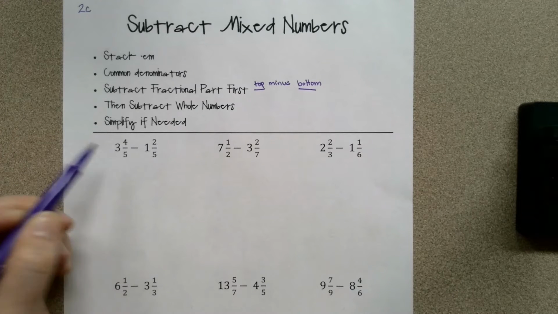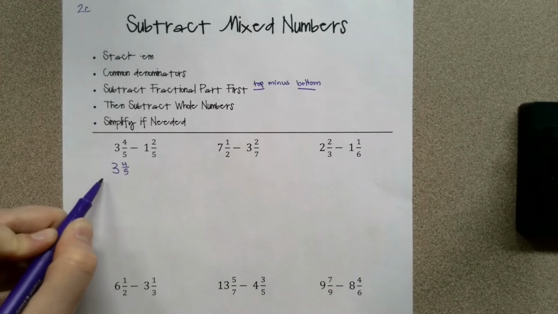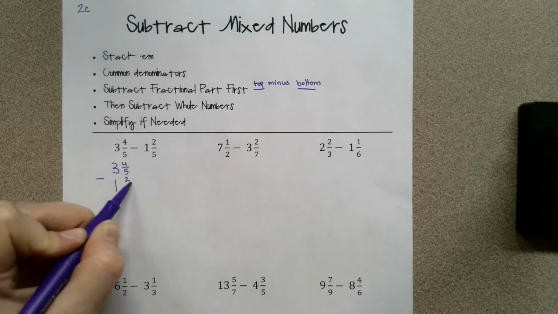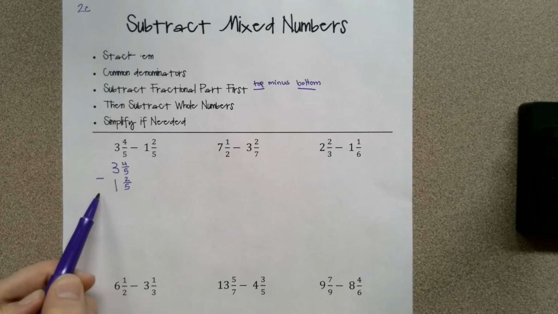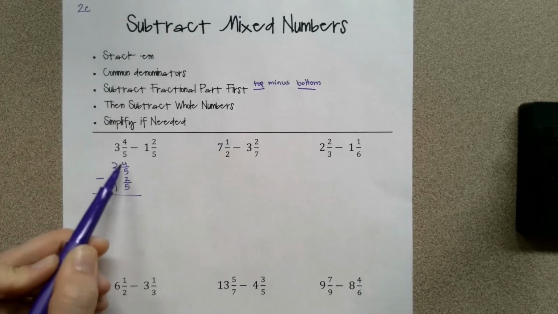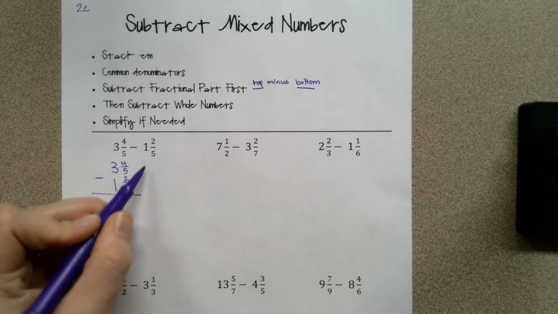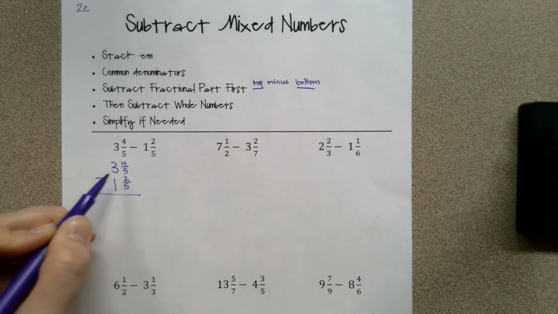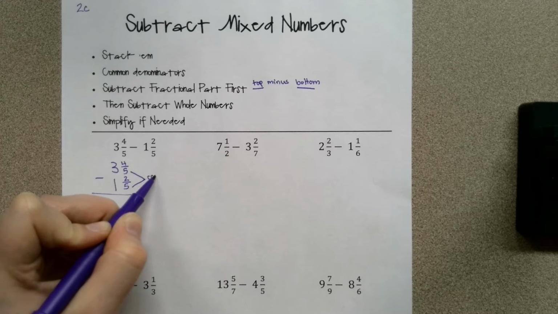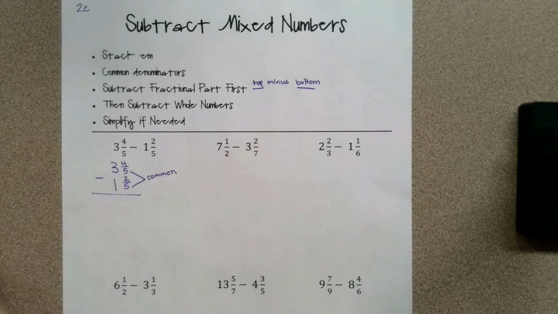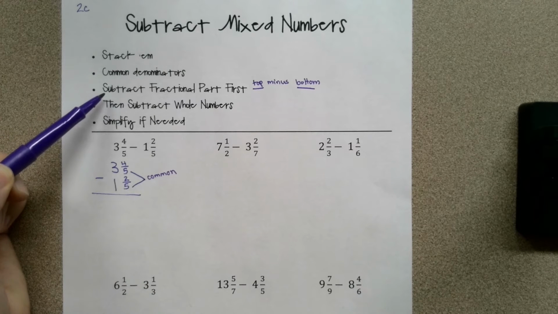We want to start by stacking the fractions. So we're going to have 3 4/5 minus 1 2/5. Just like before, the fractional parts are stacked, the whole numbers are stacked as well. For this specific problem, we already have common denominators, so we don't have to create them. We don't have to rewrite anything over here because they are already common denominators. So we're going to go to the next step.